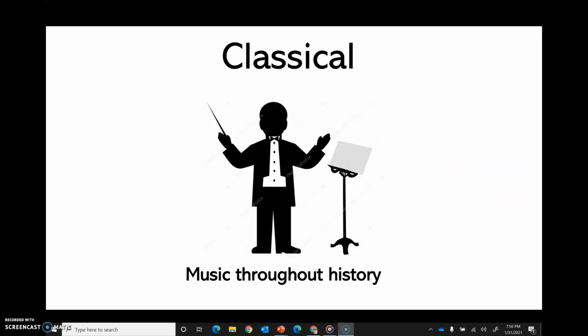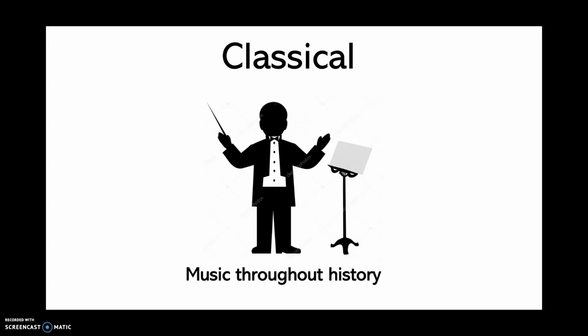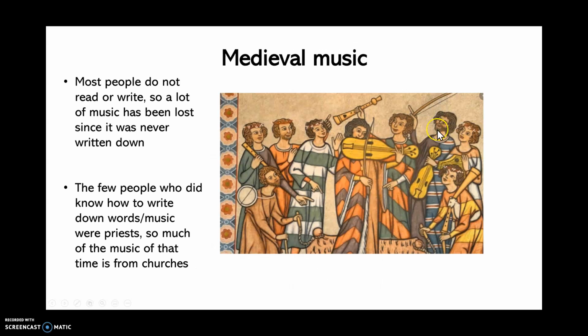So, classical music, you can see from this picture kind of the typical idea you might have of it, which is like this kind of academic school music. You might hear your older brothers and sisters play in orchestra, band, or choir. We're going to start with kind of the beginnings of classical music, which is medieval music.